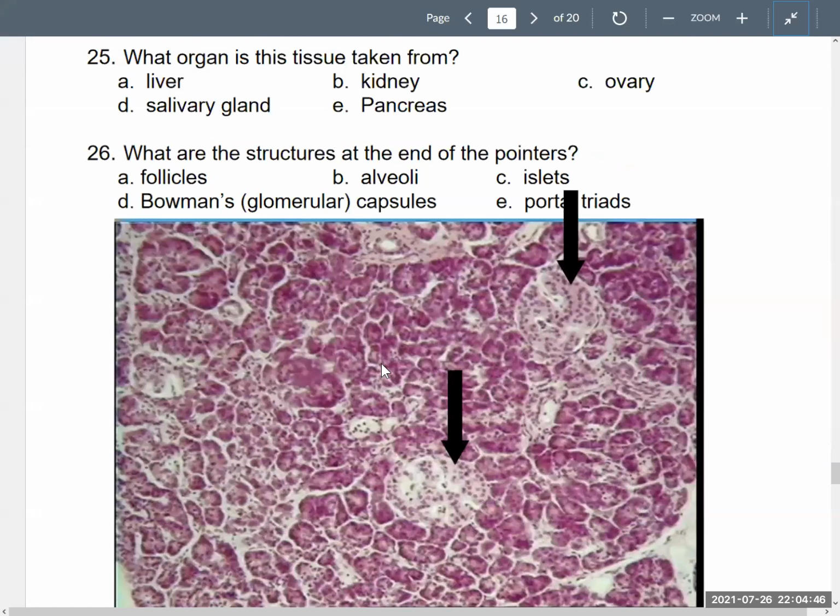Here's our picture of the pancreas that we took time with just a moment ago. So it's taken from the pancreas, and it's pointing at islets. Actually, I prefer islets of Langerhans. I must not have made this question up.